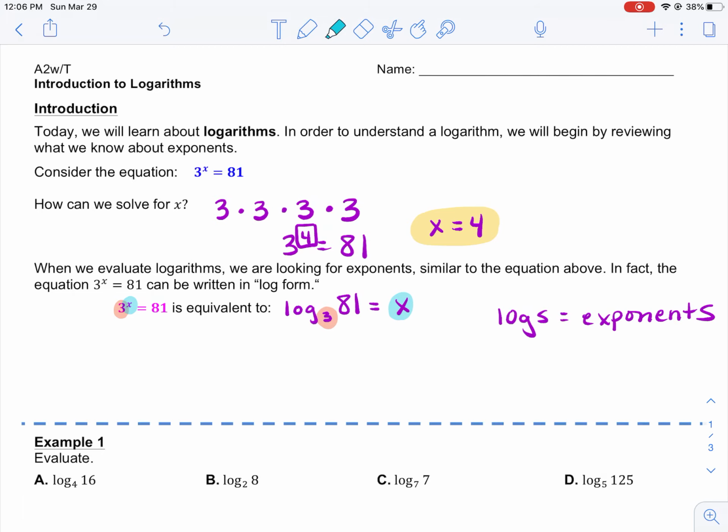And then lastly, we have this term here, and this is called the argument of the log. So the argument of the log is equal to the power. If 3 to the 4th equals 81, then log base 3 of 81 equals 4. And so we call this term here the argument.